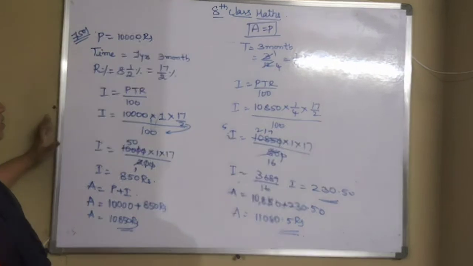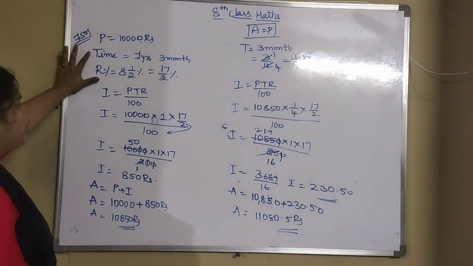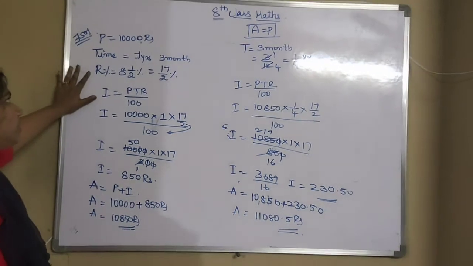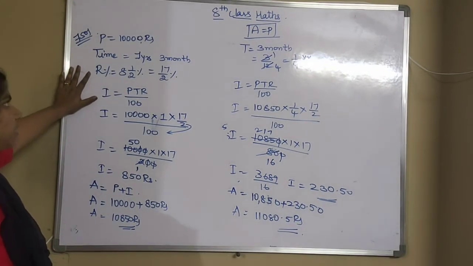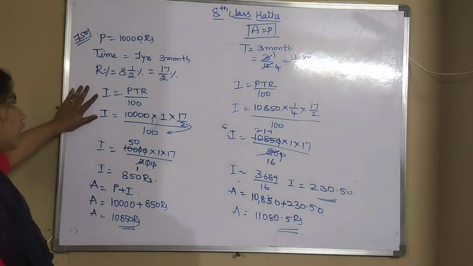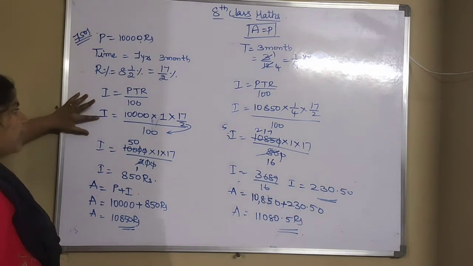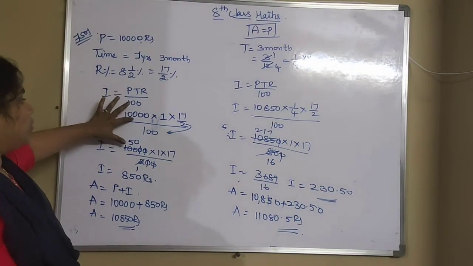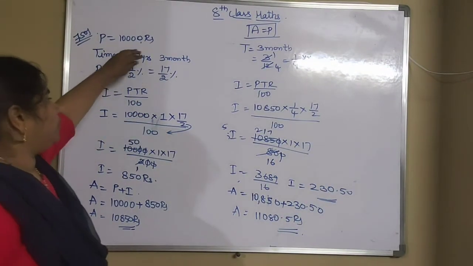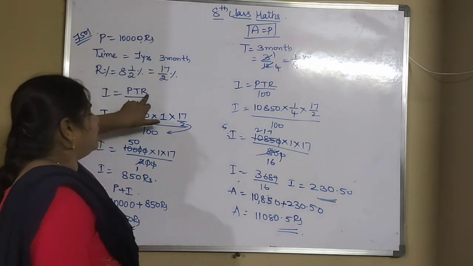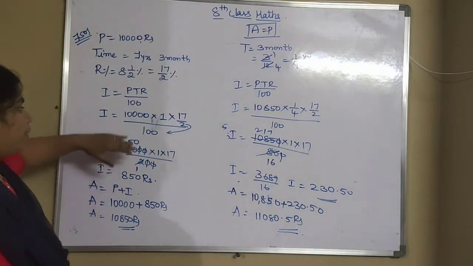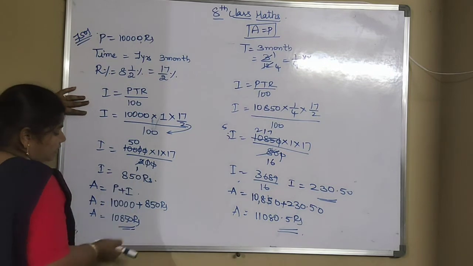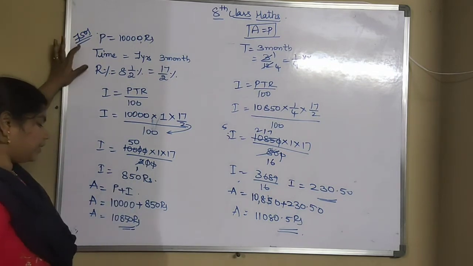11,080.5 rupees. So once again, see, the principal they have given is 10,000, time is 1 year 3 months, rate of interest is 8 1/2%, which we can write in the form of 17/2%. So what is the I value? PTR by 100. P value is 10,000, time is 1 year, only for 1 year I am calculating, rate of interest is 17/2/100. If you solve this, the amount value you got is 10,850.